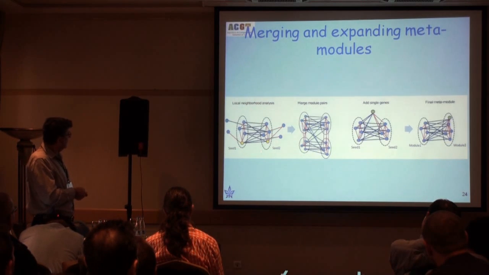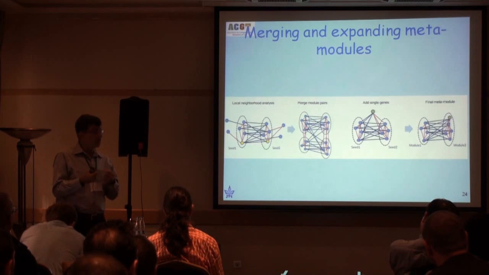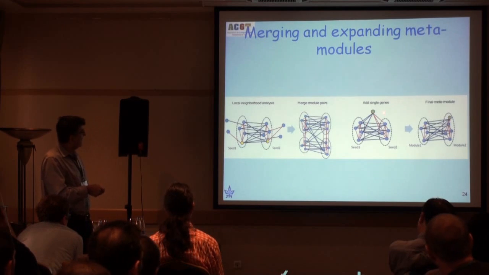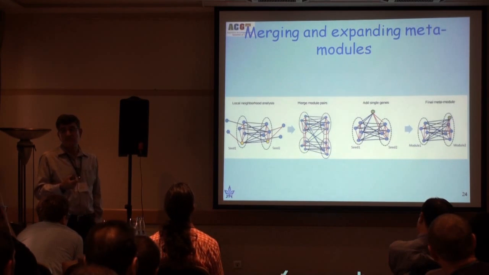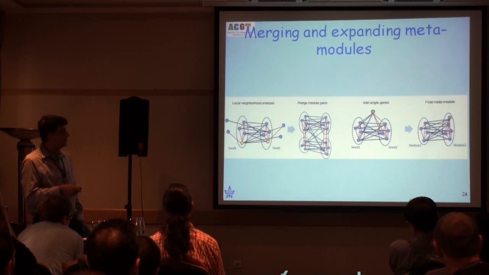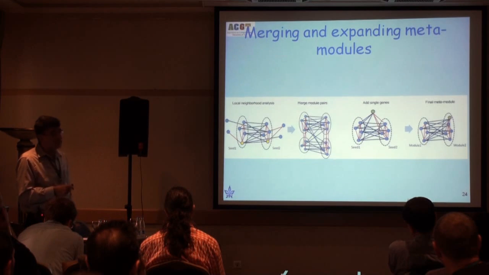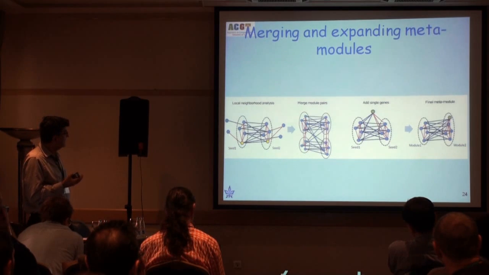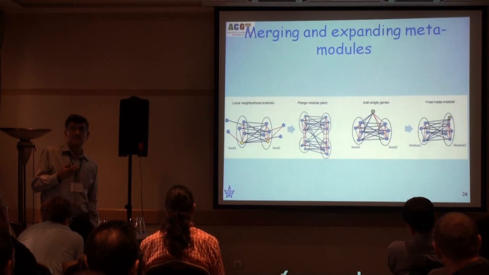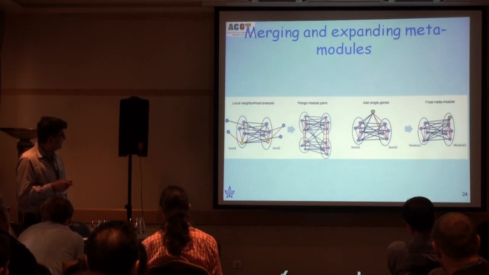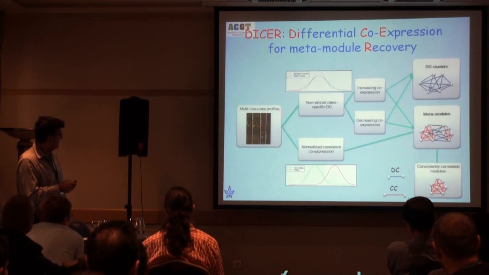Now at the end of this step, we have a collection of meta-module seeds, and we allow merging of such meta-modules if they match in the colors, if you wish. And then we allow both insertions and deletions of individual genes in order to end up with the final meta-modules. So this is, at least in this formulation, a hard problem, and the approach is heuristic, and of course there could be other or better approaches as well.